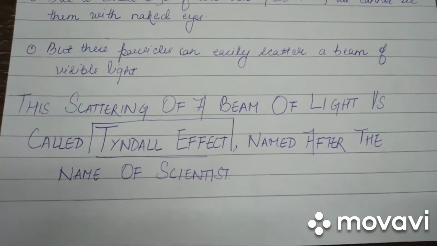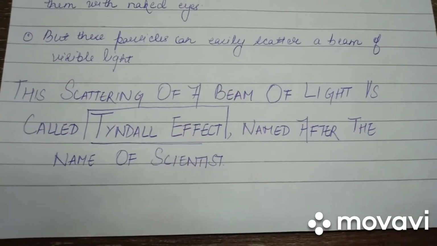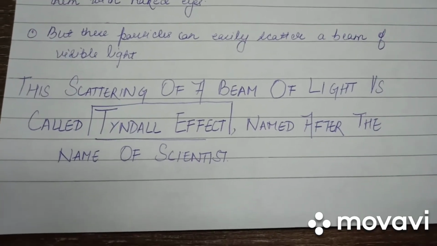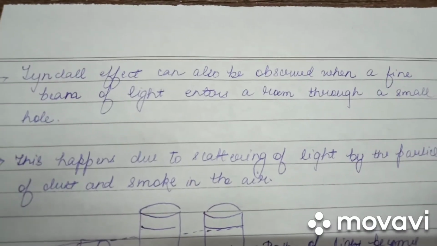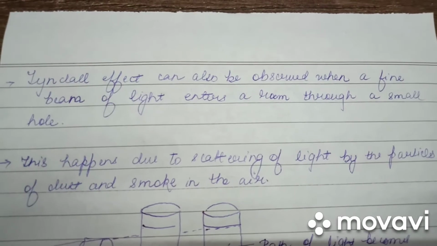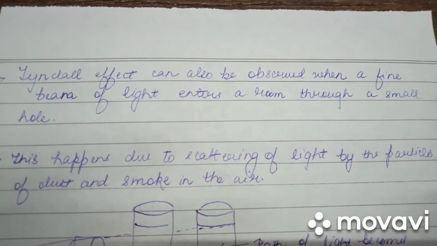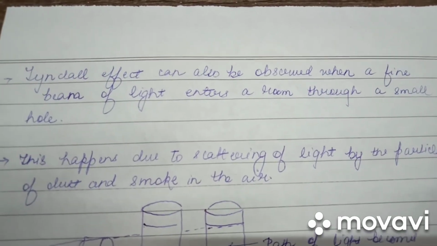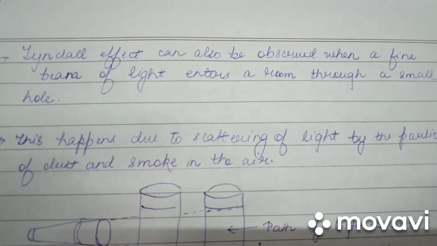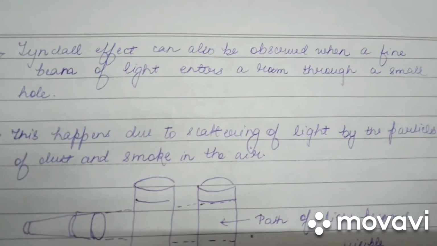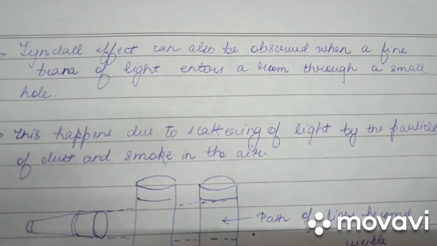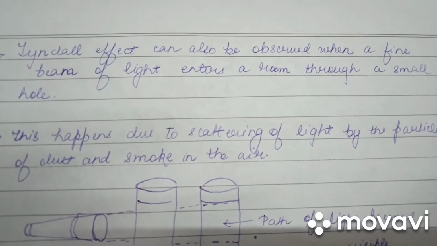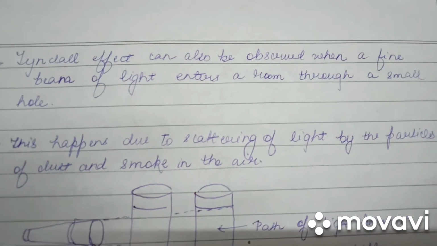The scattering of a beam of light is called the Tyndall effect and is named after the scientist Tyndall. The Tyndall effect can also be observed when a fine beam of light enters a room through a small hole. Often we might have observed in our homes that if a door has a small keyhole, then we can observe a fine beam of light entering our rooms.